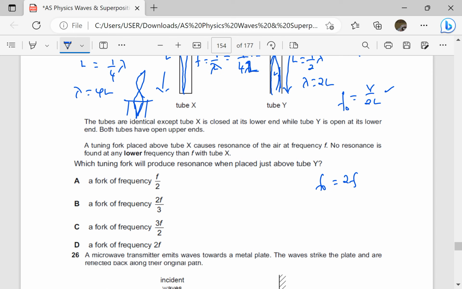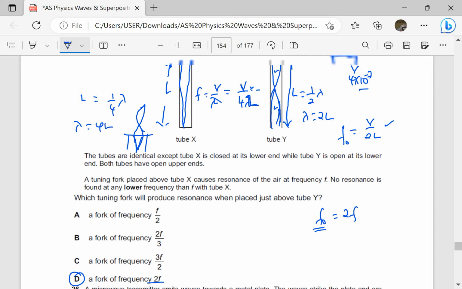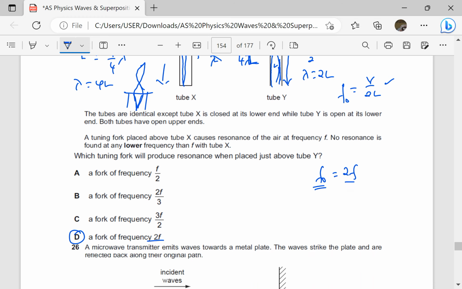Okay, so the question is, which tuning fork will produce resonance when placed just above tube Y? We are seeing that the fundamental frequency of an open pipe is always twice that of a closed pipe. So precisely, you notice that our answer is going to be D, a fork of frequency twice F. The fundamental frequency of an open pipe is twice that of a closed pipe. So that is twice F.